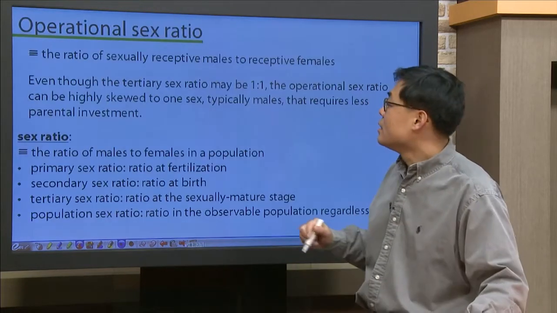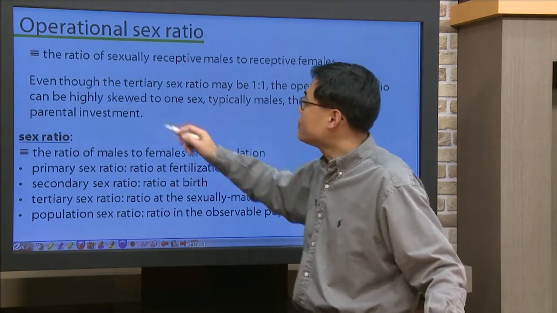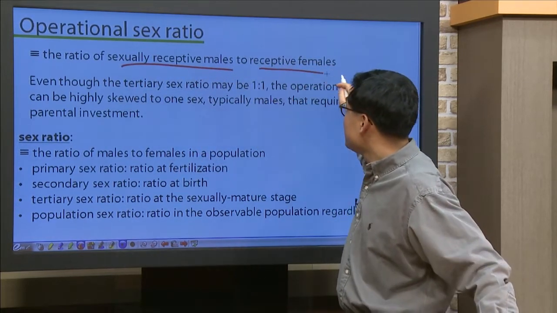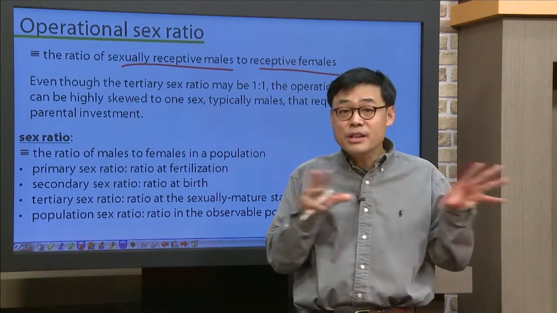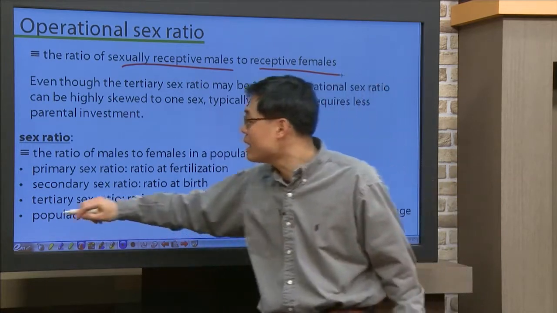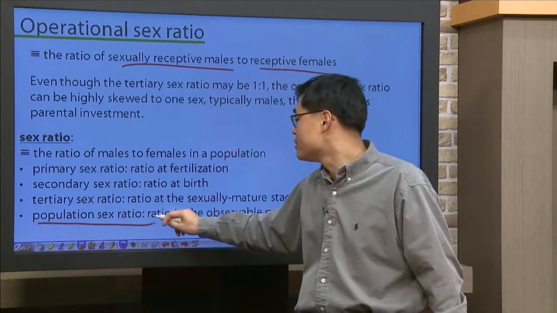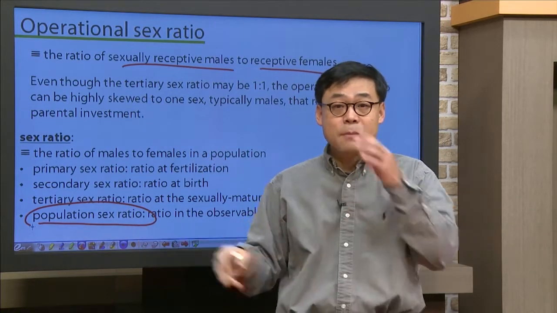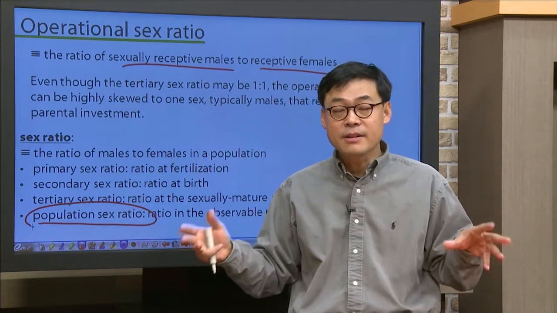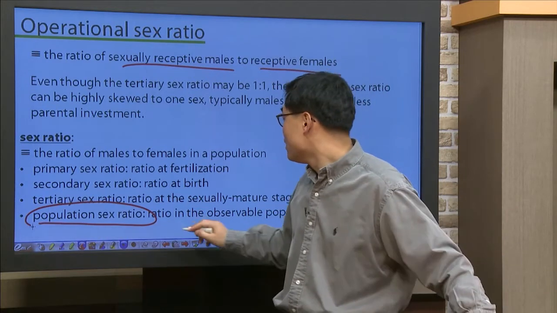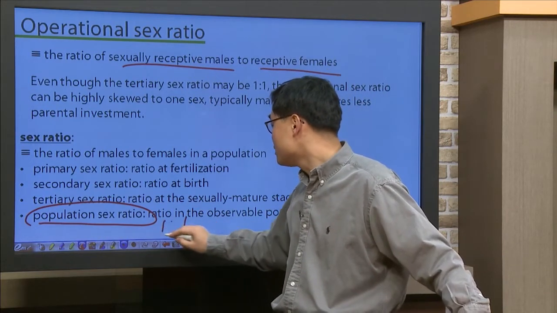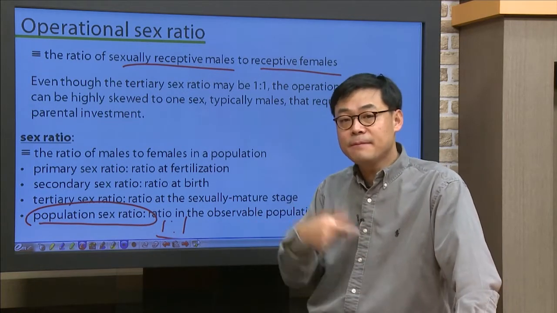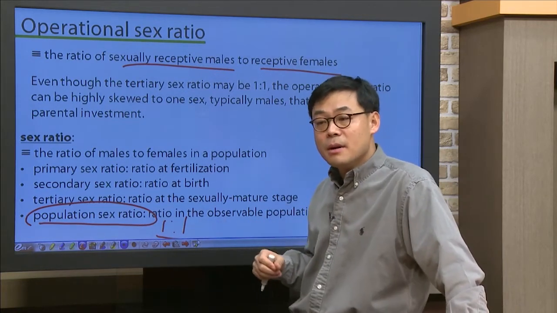So the operational sex ratio is the ratio of sexually receptive males to receptive females. There are all kinds of sex ratios, but the population sex ratio is the number of males and females in a population at a given moment. This is typically 1-to-1, so there's an equal number of males and females at any given moment.